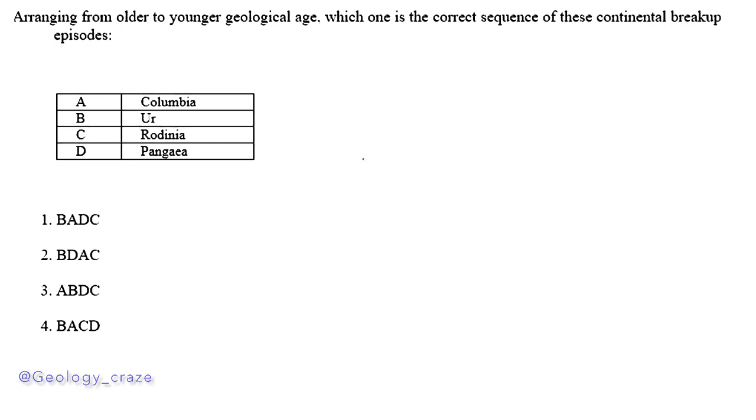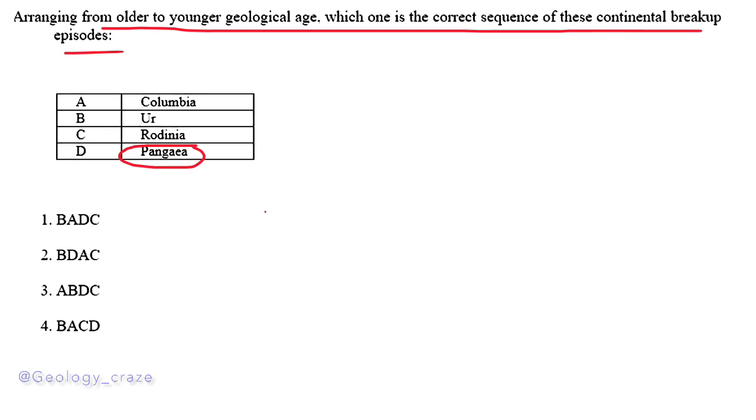So in the next question, arranging from older to younger geological age, which one is the correct sequence of these continental breakup episodes? If you don't know the names of the rest, everyone knows the continental drift theory, and in that we know the word Pangea is used. So it means Pangea is the youngest, and we have to write from older to younger. It means Pangea will come at the end. So option 4 is the right option. Just remember this.